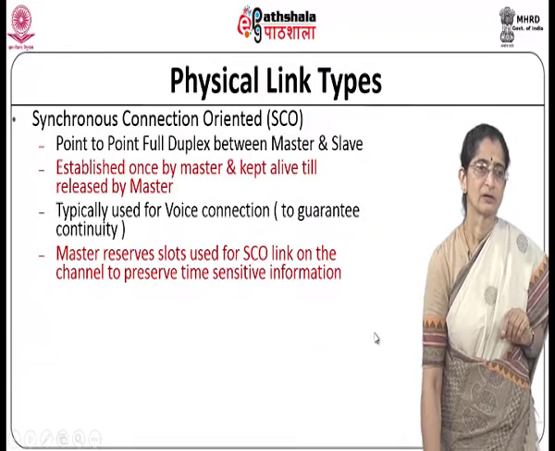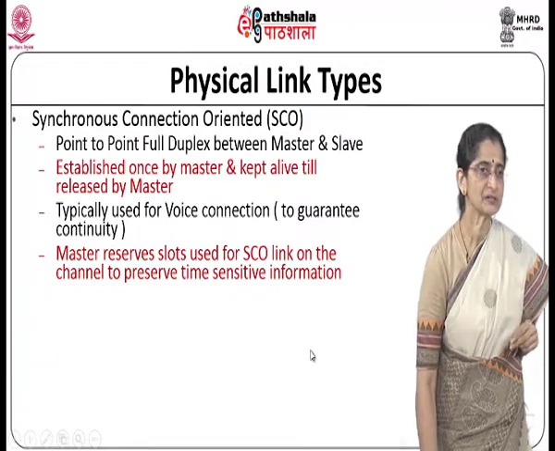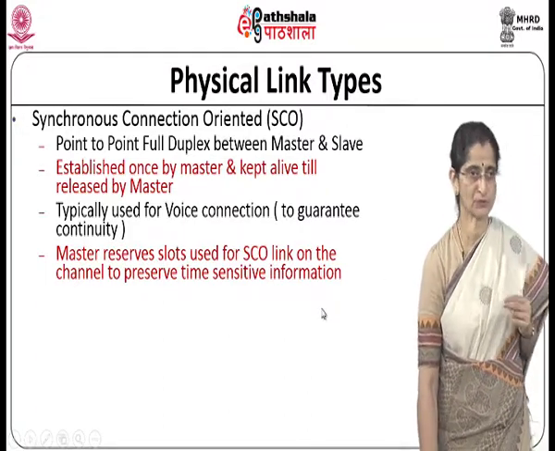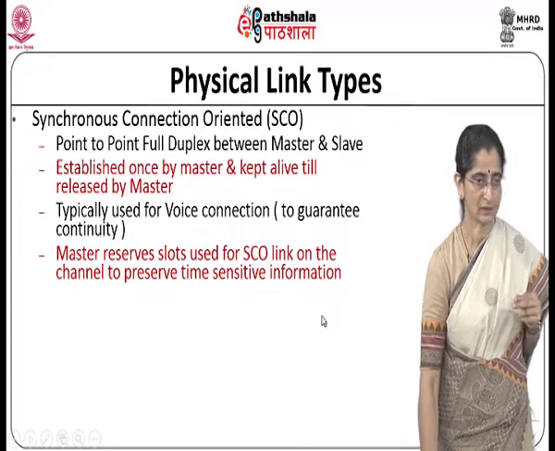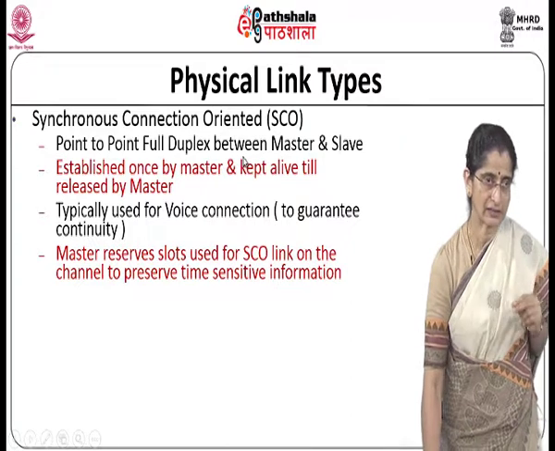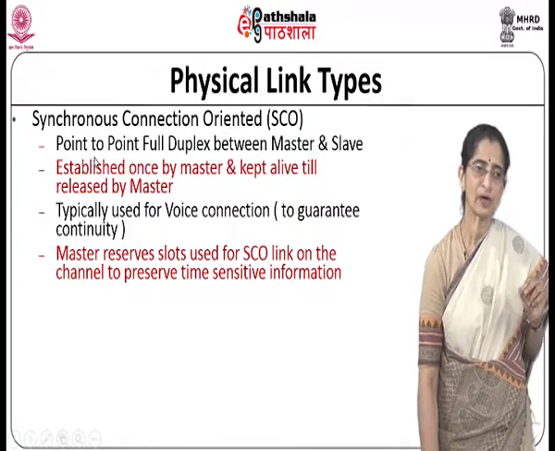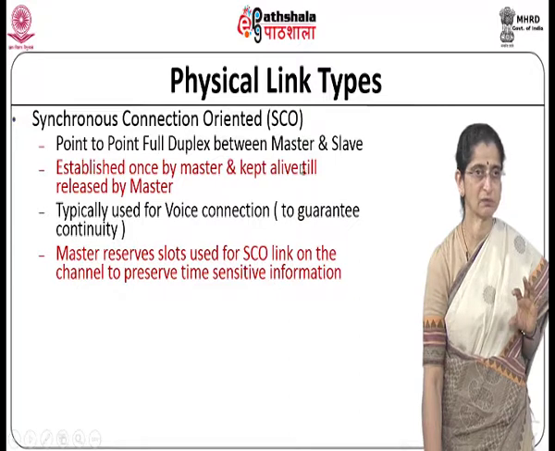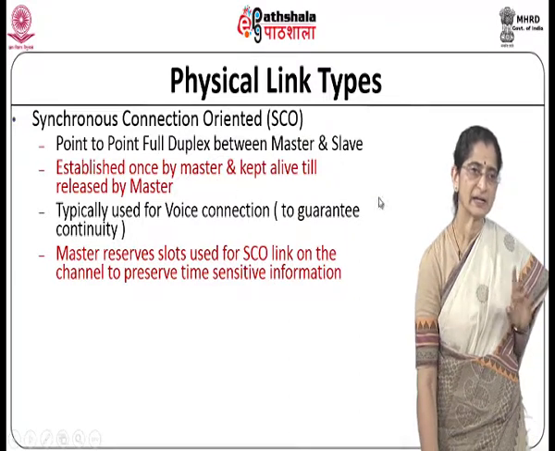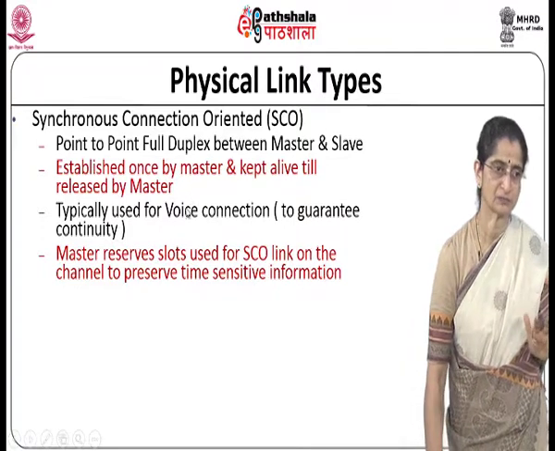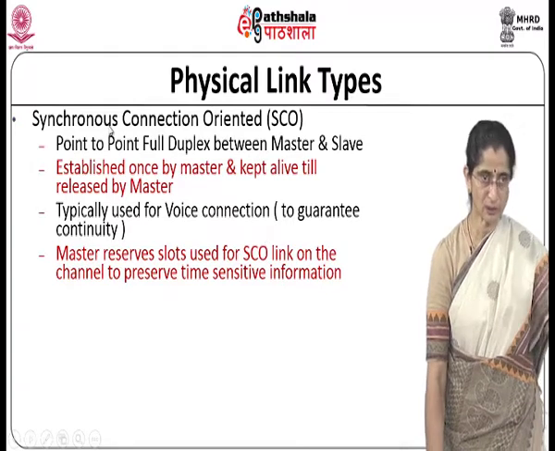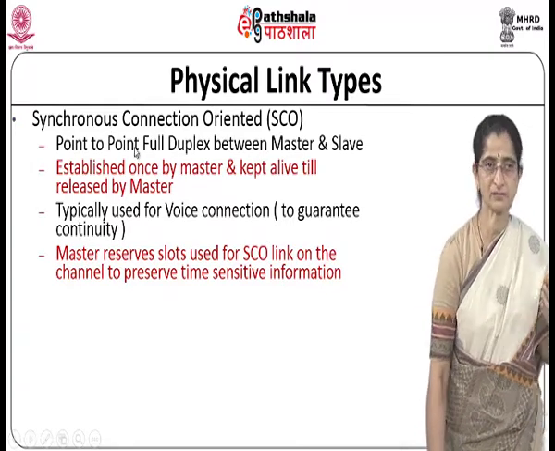Okay. So now coming to the different link types that are supported. At the physical link, there are two types of physical links that are supported in Bluetooth. One is called a synchronous connection oriented link. What we mean by this is that you have a point-to-point full duplex connection between the master and the slave. This is established once by the master and kept alive till it is released by the master. This is typically used for sending voice connections, to guarantee continuity. Once you are connected, you maintain that synchronous communication.